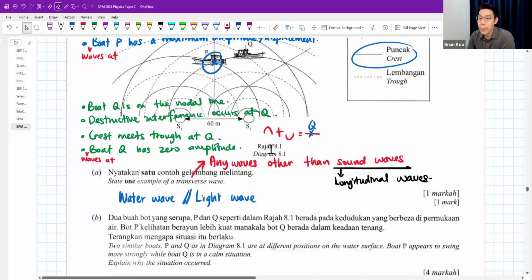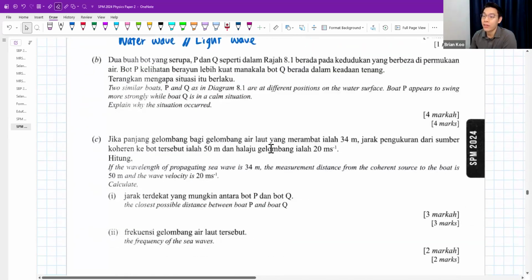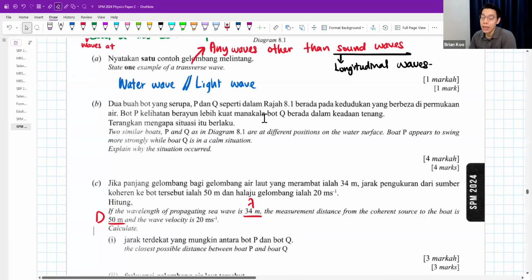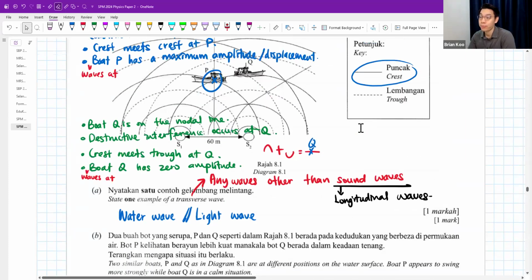Okay, so if the wavelength of the propagating sea wave is 34 meters, the measurement distance from the coherent source to the boat is 50 meters. That sounds like D. From the source to the boat is called D. The wave velocity is 20 meters per second. Calculate the closest possible distance between P and Q. Okay, between P and Q.